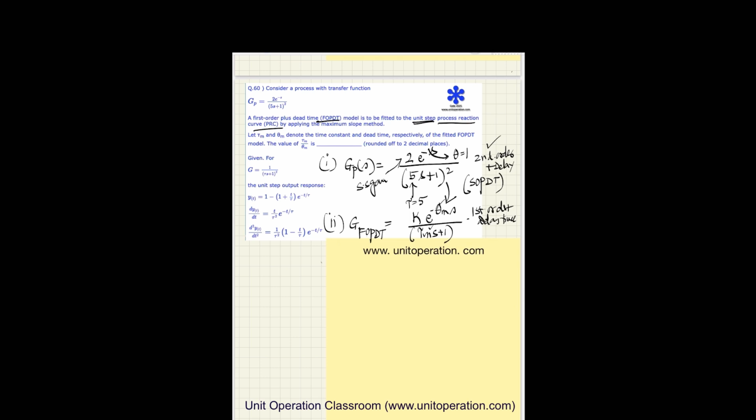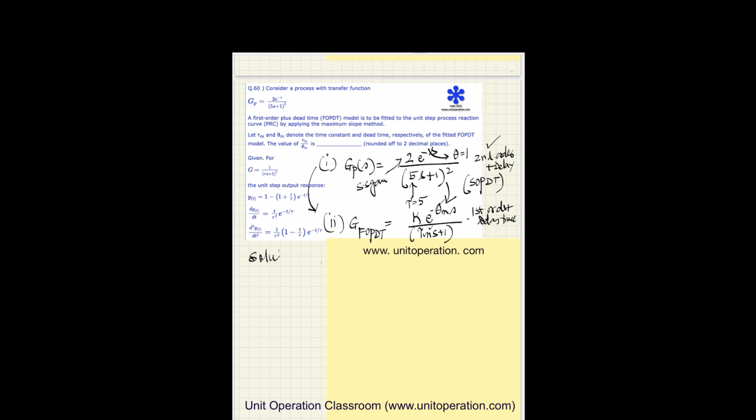Okay. So first question might be, why do we do that? Normally this is done for any second order SOPDT model or higher order systems, so that by fitting an FOPDT model, it's easier to find out the control and tuning parameters. That's why it's done. Okay. Now let's dive into solving this particular problem. Solution. How do we do it?